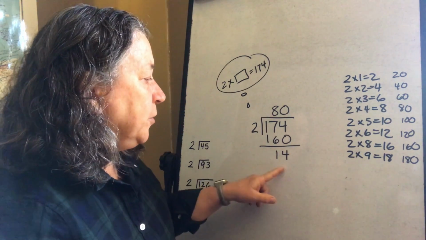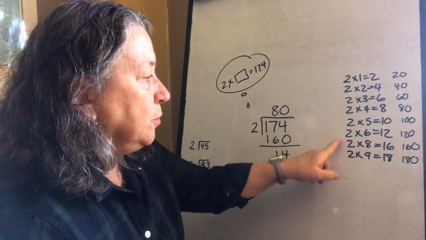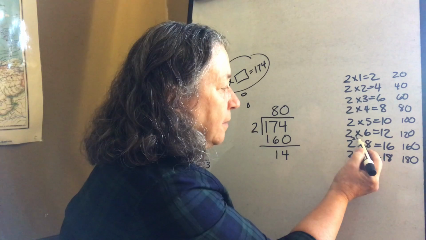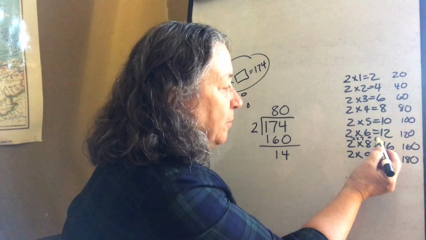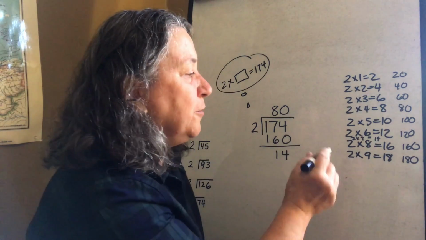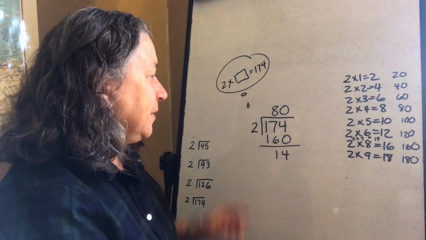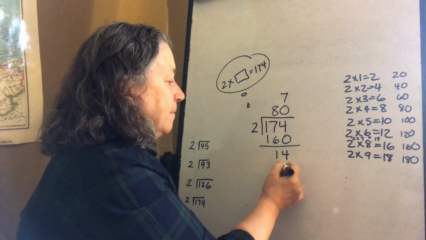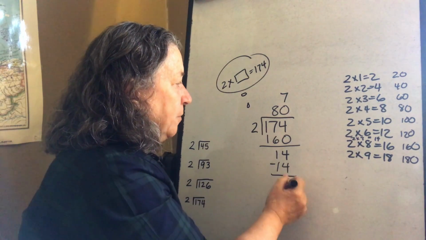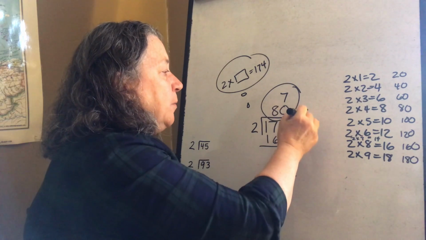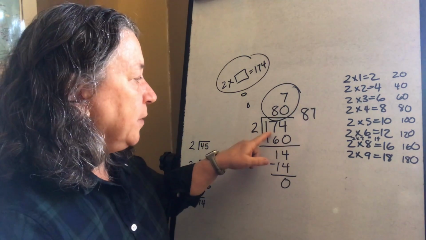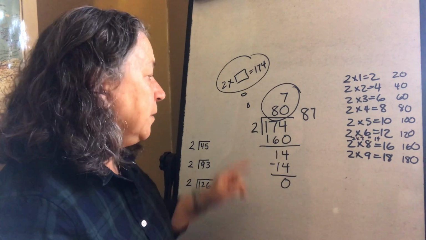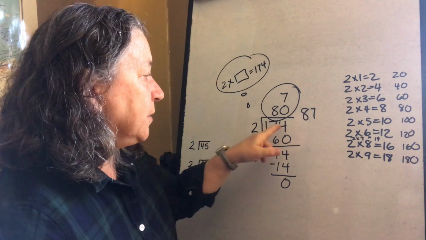And then we have a familiar fact here. 2 times, oh, look, I forgot it. It goes right in here. Did you already see that a long time ago? Were you going, Mrs. Breuer, you forgot? Well, 2 times 7 is 14. And there's no remainder. In this problem, we would have 87 in each group. If we had 174 in 2 equal groups, there'd be 87 in each group. 2 times 87 equals 174.